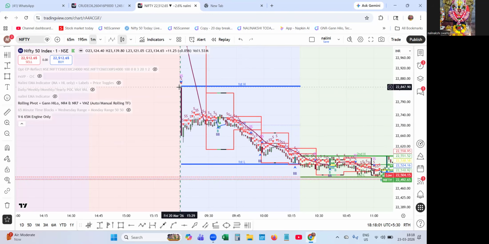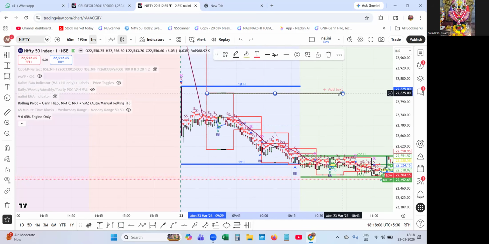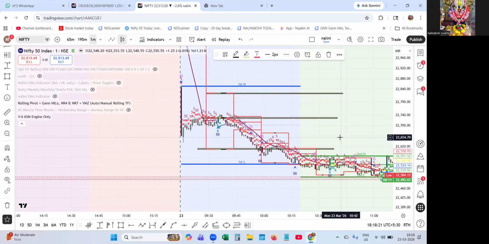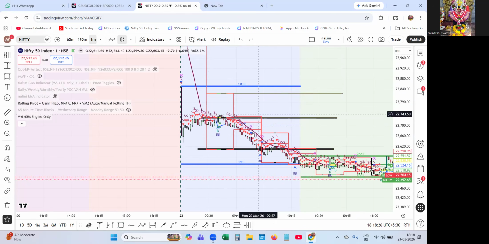So you got the first hour high. The simple thing is to mark the pivot R1 of the first box, the pivot of the first box, and the S1 of the box. Then change the time frame to 5 minutes, so that you can take the trade. Otherwise, you can take the trade with 1 minute scalping also, keeping this as the stop loss.